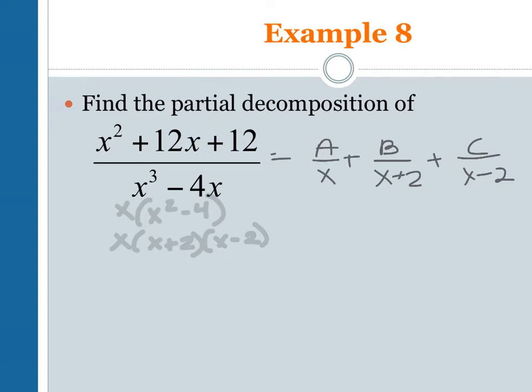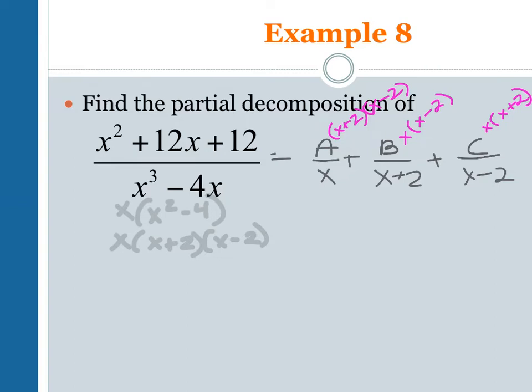Second step's the same. Go through, multiply out what's missing. So from x times x plus 2 times x minus 2, the A is missing both the x plus 2 and the x minus 2. Then you look at B, x plus 2, this is missing the x and the x minus 2. And you look at C, this is missing the x and the x plus 2.